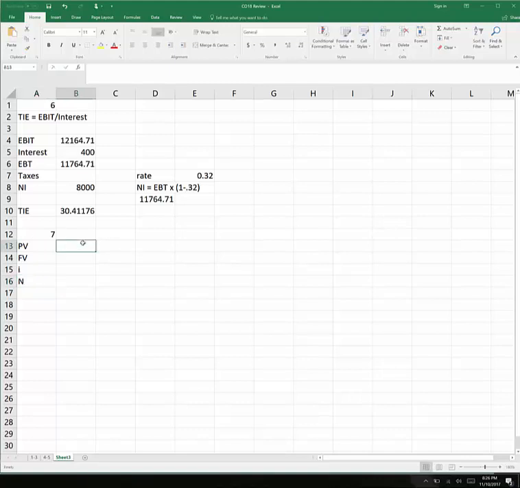No annuity payment. So for our present value, we're going to put in our negative numbers. So minus 200,000. Our future value, we have $500,000. Our interest rate is 11.2. We don't know N, so we're going to use the NPER function. We use our rate. Our payment is 0. Present value is 200,000. Future value is $500,000. And we get the 8.63 years.